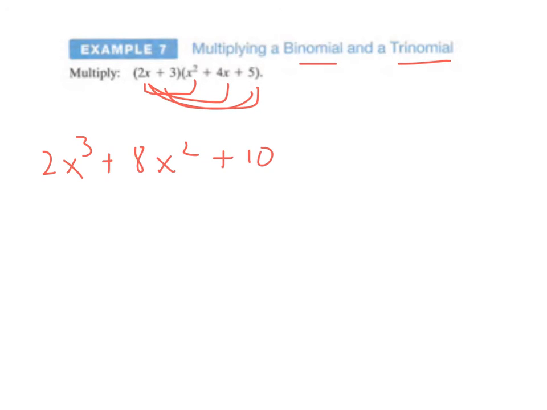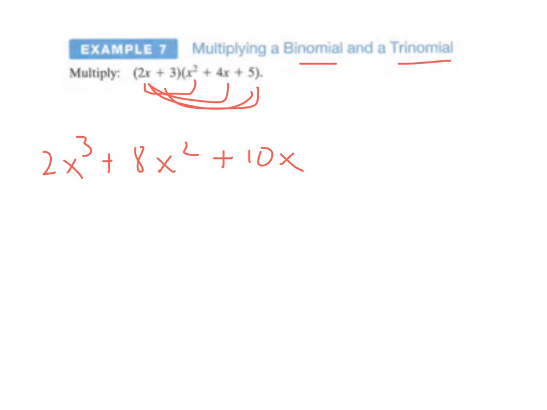Last type of problem is when it's not a binomial and we have more than one. So in this case, a trinomial, 3 terms. We have to multiply and we're going to distribute, but there's no special way. So I'm just going to take my first one and multiply by each of these. So when I do that, 2x times x squared is 2x cubed. 2x times 4x is 8x squared. And then 2x times 5 is 10x.